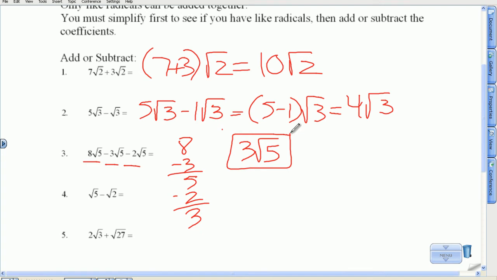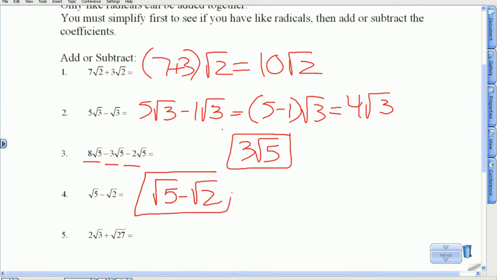Let me erase that for the next problem. Radical 5 minus radical 2. Now, we do not have the same radicals. Radical 5 has 5 as its radicand. Radical 2 has 2 as its radicand. They cannot be subtracted. They are not like terms. I'll rewrite the problem just so I have something to box up. But they cannot be subtracted.